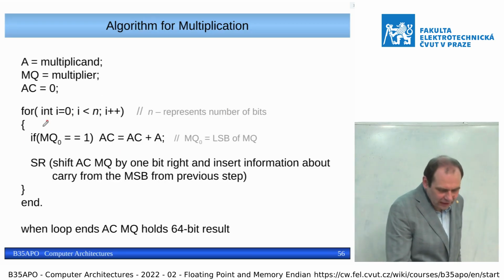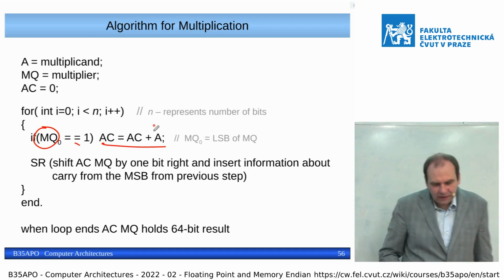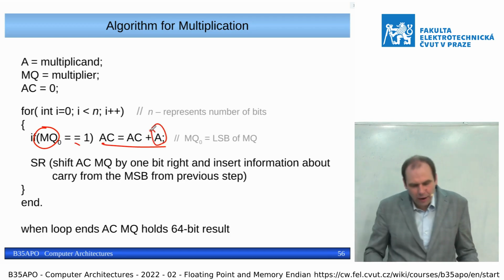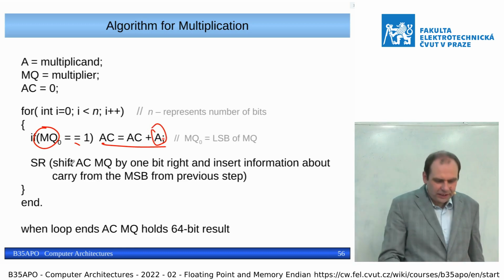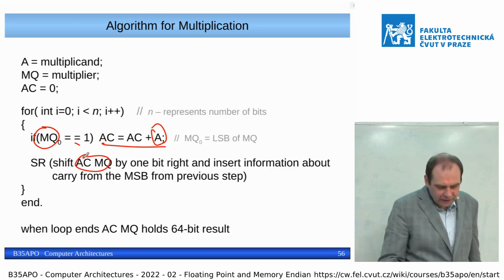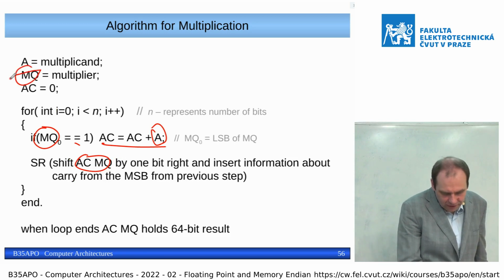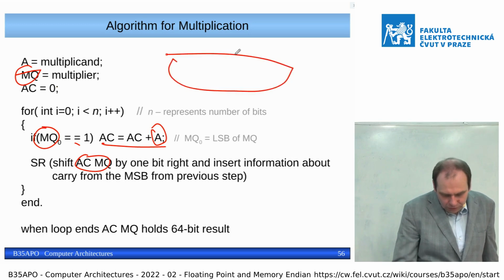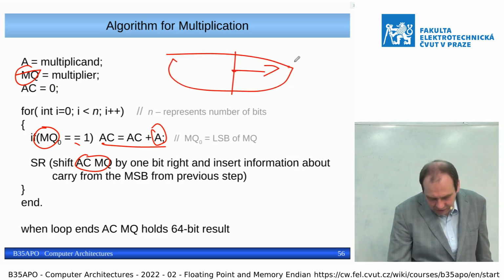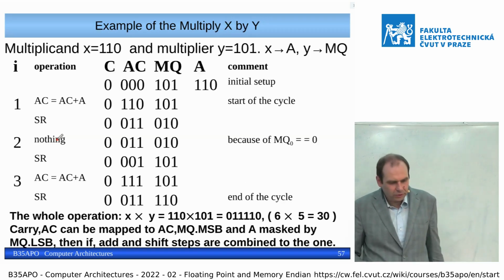So basically it says if the MQ0 is 1, then in such a case we add the A into our result. In another case we skip it, then we shift right those two parts and we continue this way. And because we have the multiplier put at the start into that bottom part of our shift register, we get one bit after another here and we do the correct multiplication.